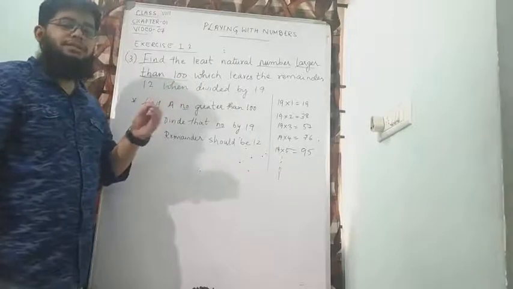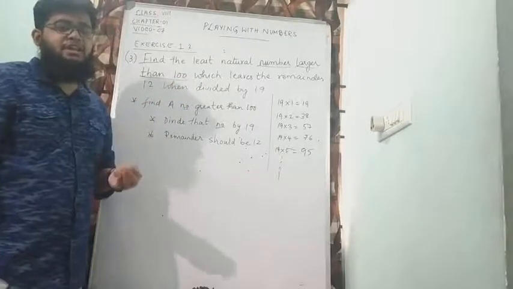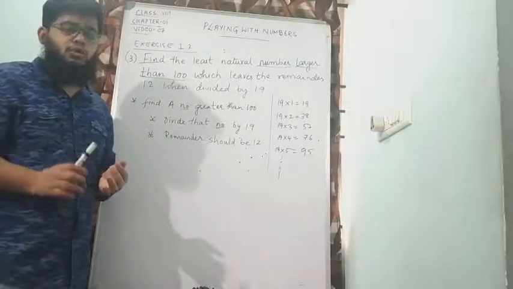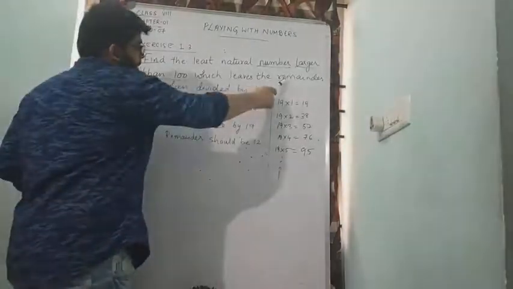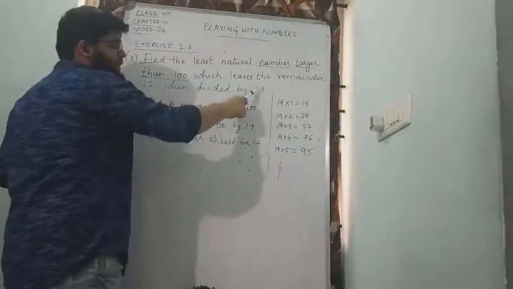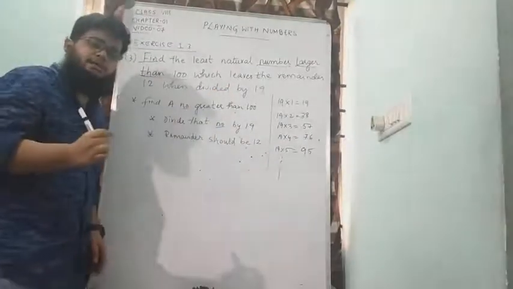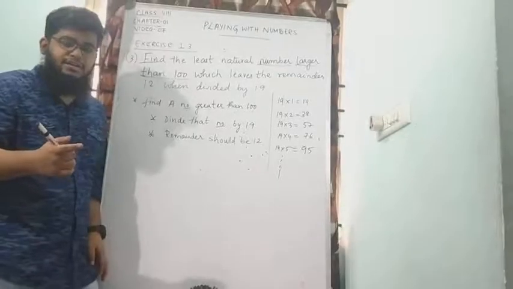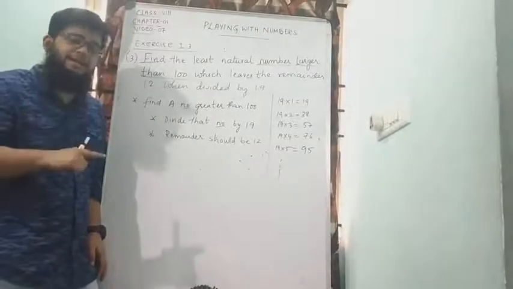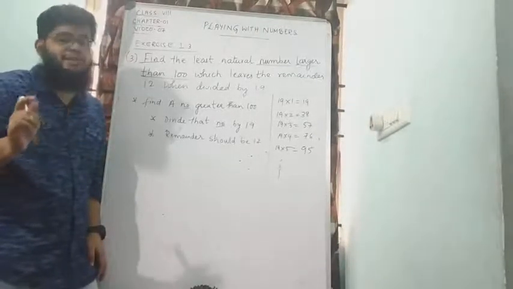What number? Can we simply tell any number like 101 or 102? No. We should find out what type of number exactly leaves the remainder 12 when divided by 19. So if you take a number that is larger than 100 and divide it by 19, the remainder should be 12.